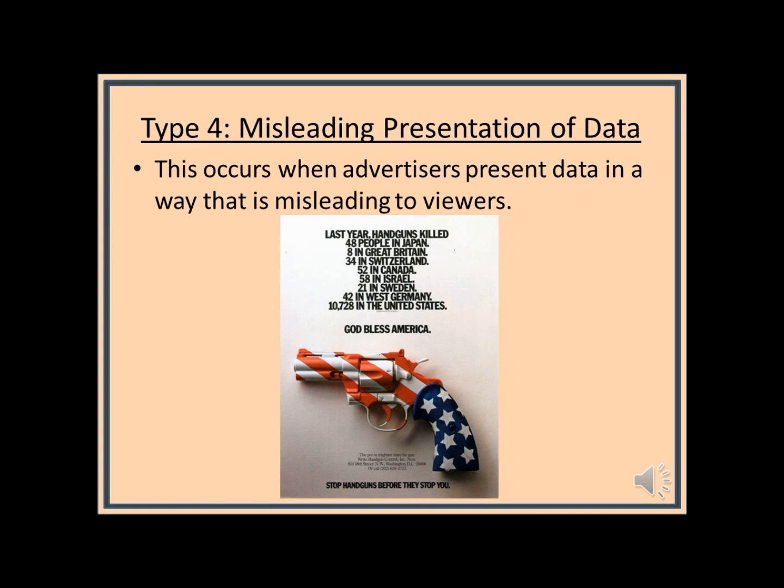The final type of bias that may occur in advertising is the misleading presentation of data. One of the most common ways advertisers do this is by not taking population sizes into account. The figures in this advertisement do not take into account the population sizes of the countries. While there have been many more deaths due to handguns in the US, it also has a much greater population.